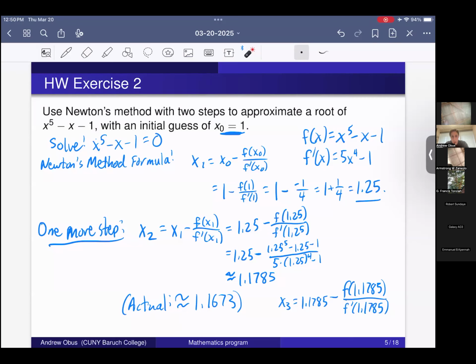Okay, good. Any questions on this example? So I'm going to just box our final answer here, which is 1.1785, and I'll box the actual answer, which is 1.1673.